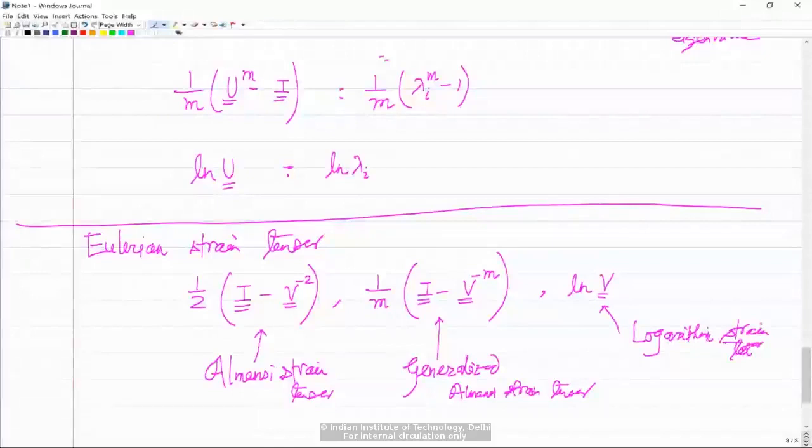And you can again think of the eigenvalues. For example, for this one, the eigenvalue is half of 1 minus lambda_i inverse squared. This is 1 by m of 1 minus lambda_i inverse to the power m, and this is simply ln of lambda_i. Okay, so I think that it is clear to all of you.